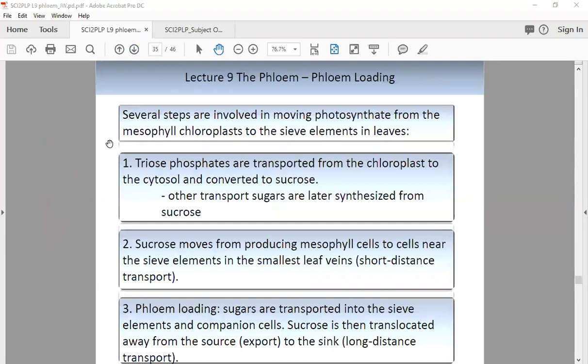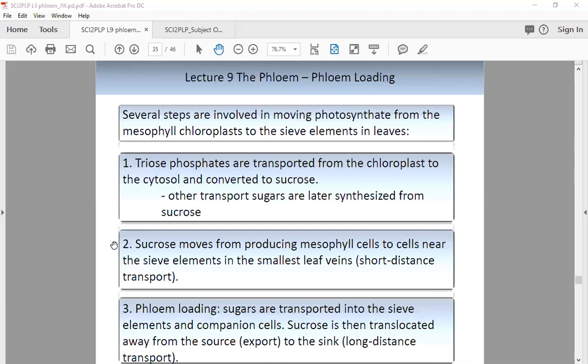All right, several steps are involved in moving photosynthates from the mesophyll cell chloroplasts to the sieve elements in leaves. Let's look at these steps. Step number 1, triose phosphates from photosynthesis are transported out of the chloroplast into the cytosol, and there they are converted to sucrose. Other transport sugars are later synthesized from sucrose.